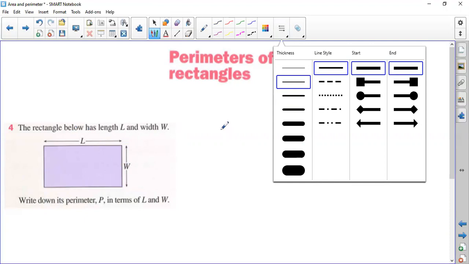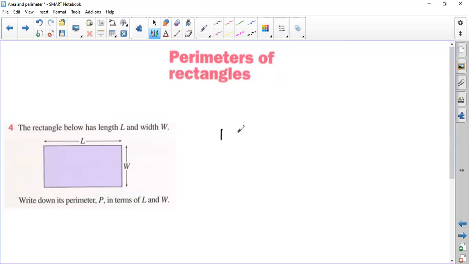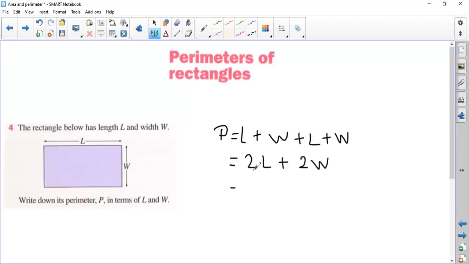So the perimeter of this figure, P, will be equal to the sum of all the sides, which are length plus width plus length plus width. Well, if we simplify this expression, we can write it as 2L, 2 length, plus 2 width. Okay, so here we can see that 2 is the common factor for both of these. So I can write it as 2 times L plus W. Okay, so this one will be the formula for finding the perimeter of a rectangle.